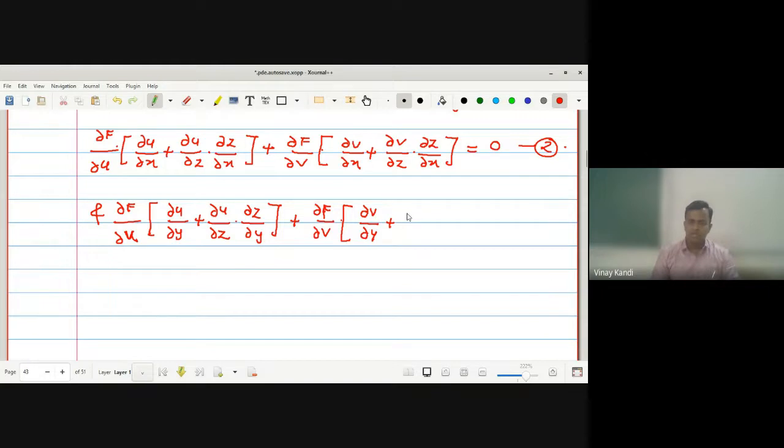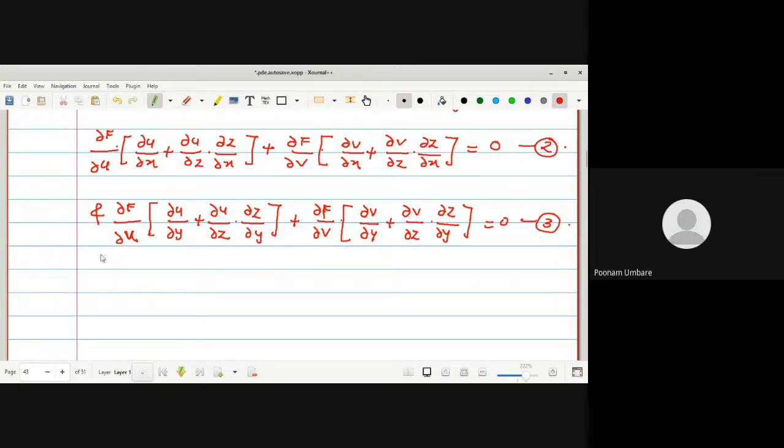Here then we use v is the function of z, into now z is the function of y, which is equal to 0. Give it as equation number 3. Any doubt up to here?